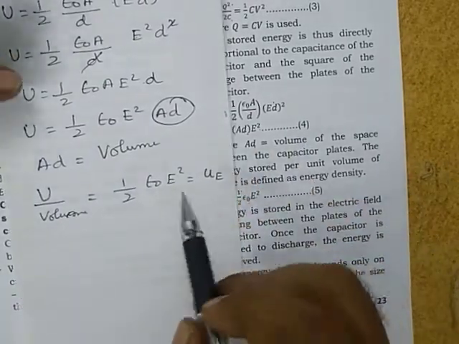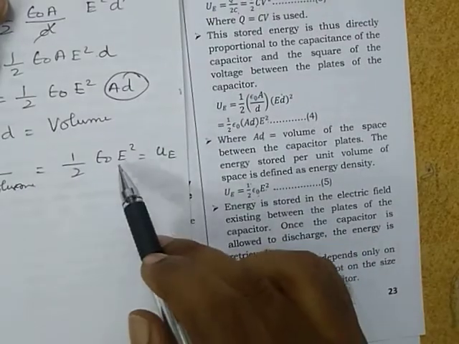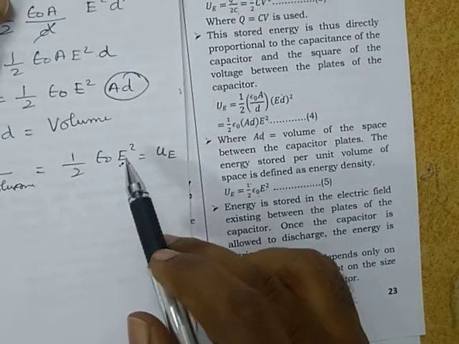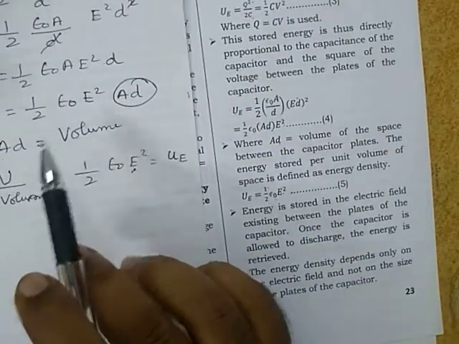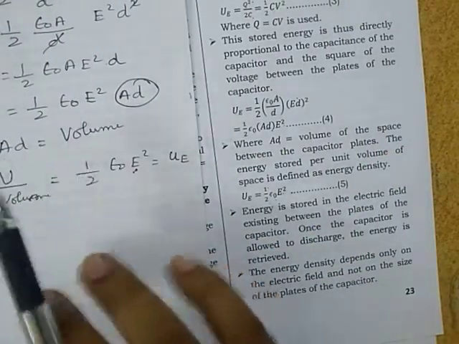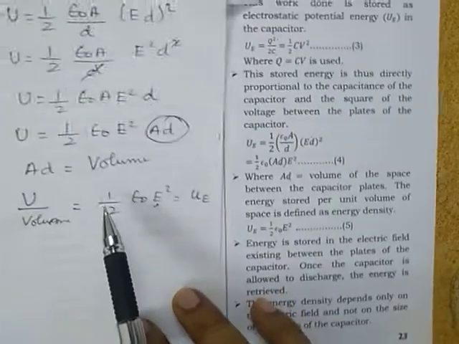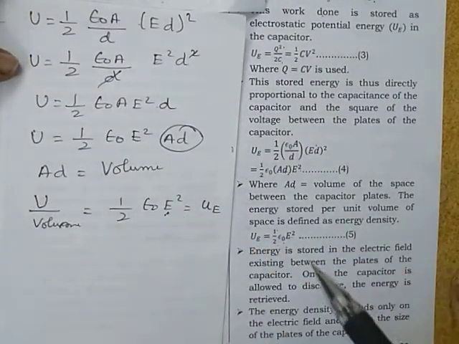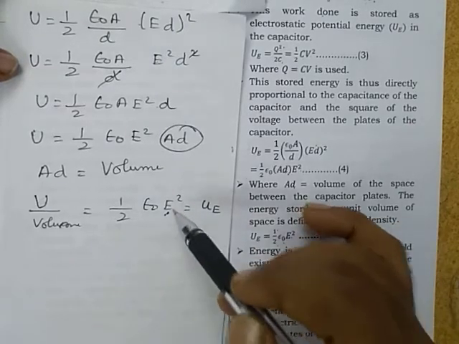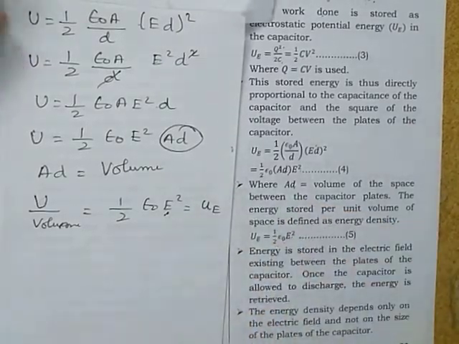This energy density depends only on the electric field. It does not depend on the area or the distance between the two capacitor plates. It depends only on the electric field. This energy is stored in the confined electric field alone.